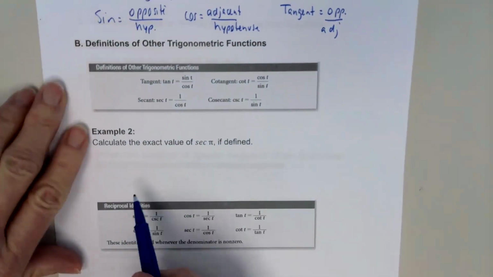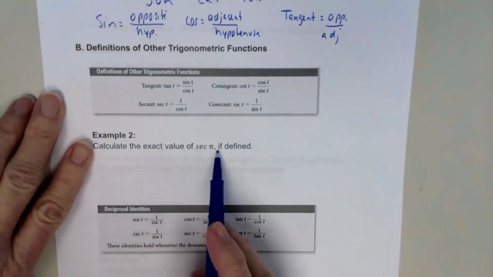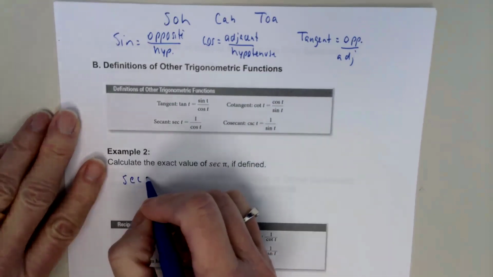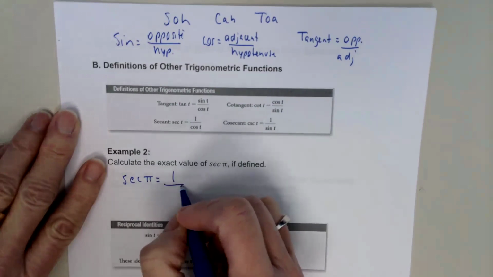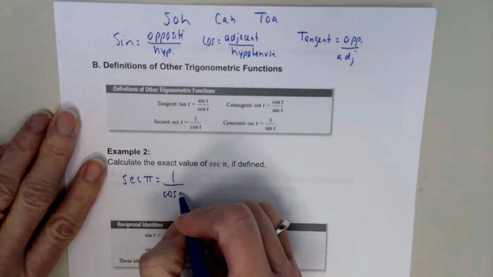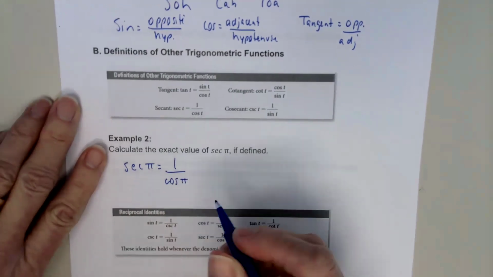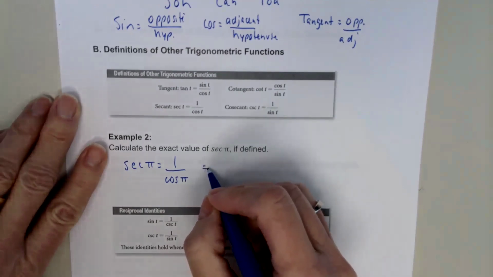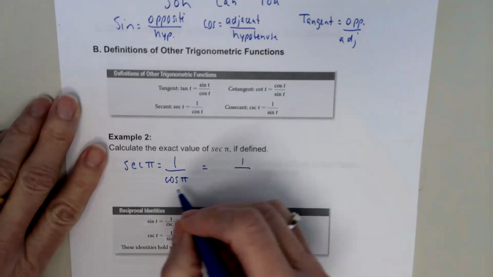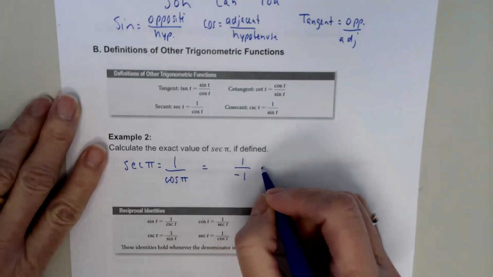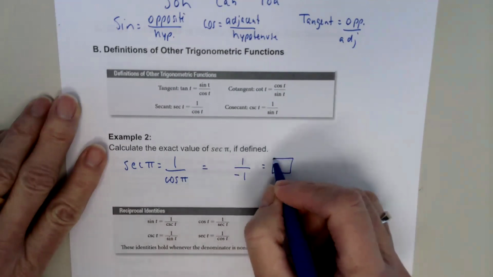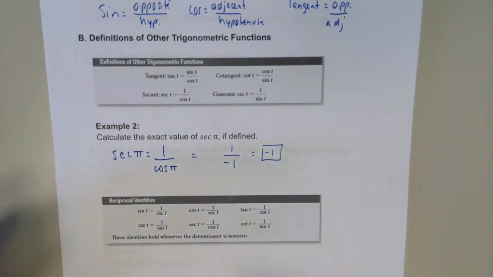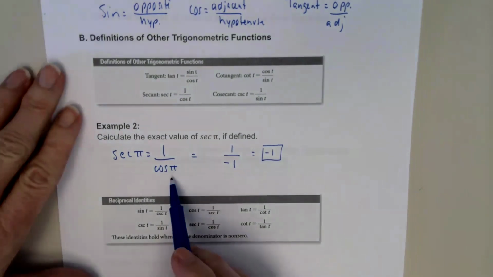So calculate the exact value of secant at pi if defined. So secant at pi is the same as 1 over cosine at pi. And cosine at pi is a negative 1. And so this comes out to be a negative 1. Remember that pi is 180.